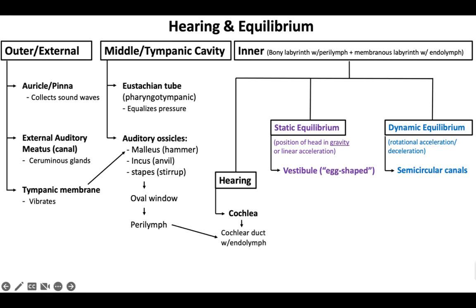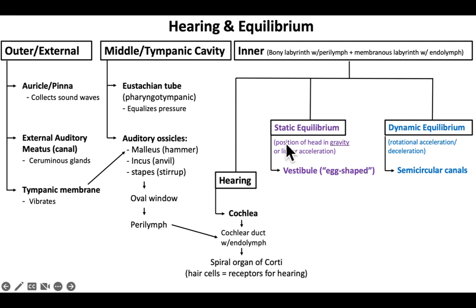All right, and that liquid is going to then activate the spiral organ of Corti, which contains the receptors. And that spiral organ of Corti is housed inside the cochlea. We're not going to talk too much about this cochlear duct and endolymph. It's just that there's a couple different fluids in that cochlea, but ultimately it's the waves of fluid that get sensed by the spiral organ of Corti that contains your receptors. So all this stuff in black text is for hearing.